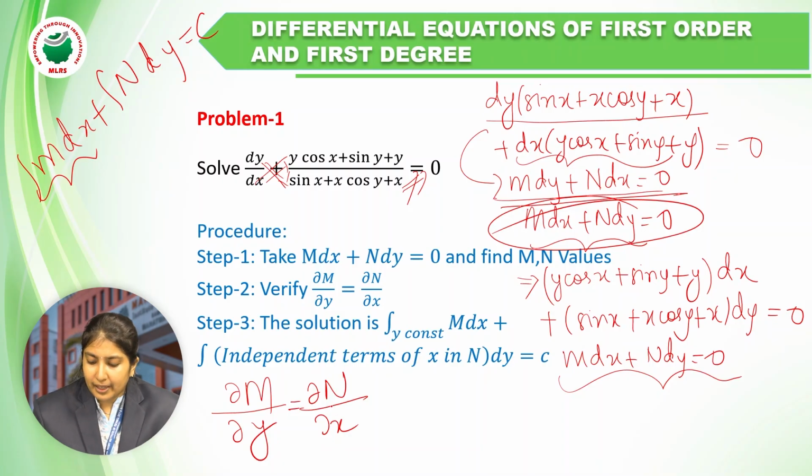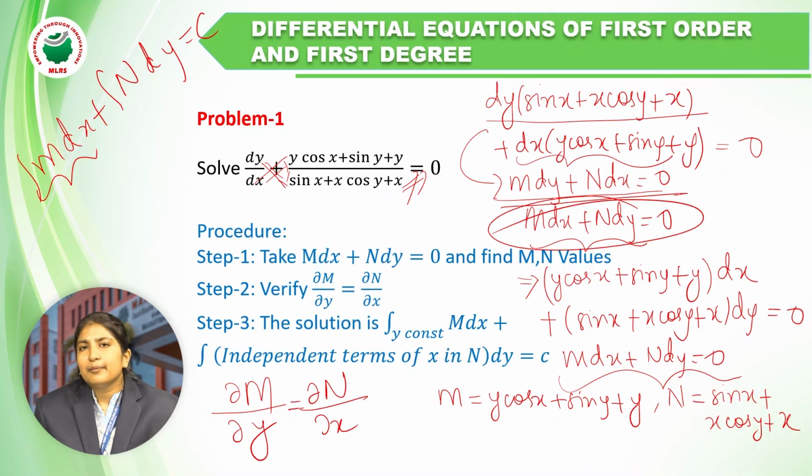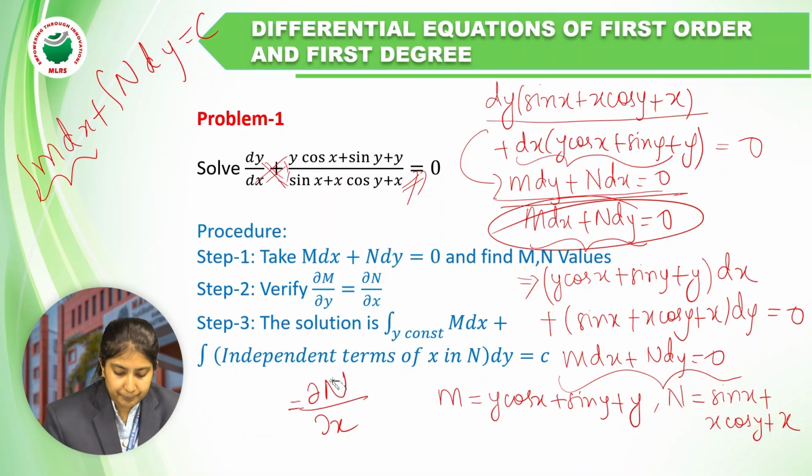Now dou m by dou y, how will we do dou m by dou y? This equation is of the form m dx plus n dy. So what value of m am I getting from here? y cos x plus sin y plus y. And what is my n here? sin x plus x cos y plus x. So these are my m and n. Here m and n are not variables, they are real valued functions. So dou m by dou y is my first operation I should perform, right?